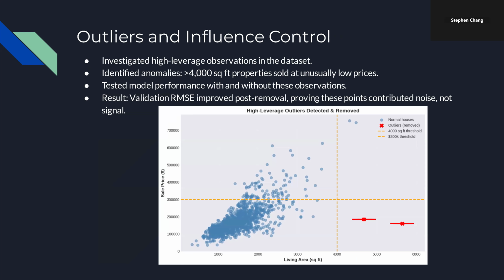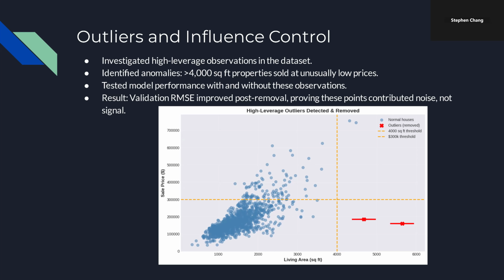Now I'm going to talk about outlier analysis and influence control. We started by identifying properties over 4,000 square feet that were sold at unusually low prices. These points exerted a disproportionate influence on the regression slope estimates. These estimates are coefficient weights that multiply each feature in the regression equation. This matters because if they're disproportionately influenced, then our regressor will be disproportionately influenced, and it might cause the model to overly favor the outliers.